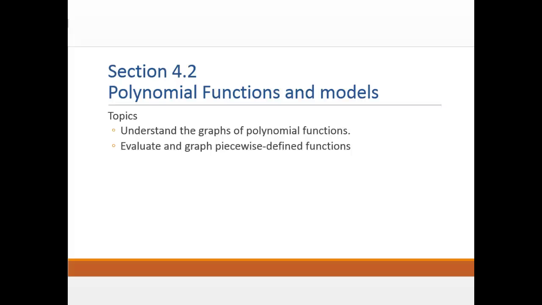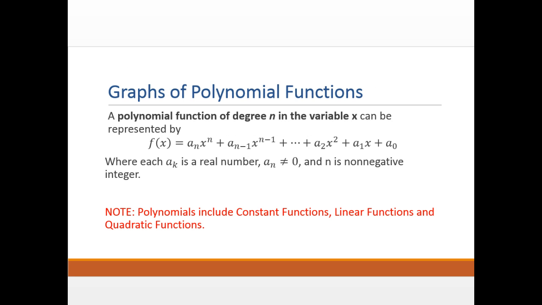This is section 4.2, Polynomial Functions and Models. These are the topics we'll be covering. Again, we have this very ugly definition of a polynomial function. Please don't get lost in the notation. Please understand the a sub n's, or the a sub k's, are simply your coefficients. These numbers up here are your exponents, and we simply want to be able to identify when something is a polynomial.